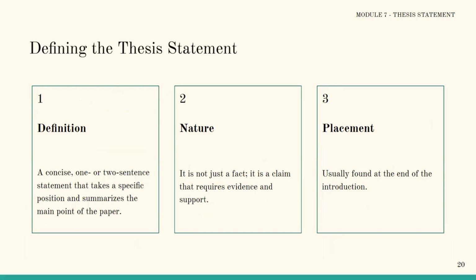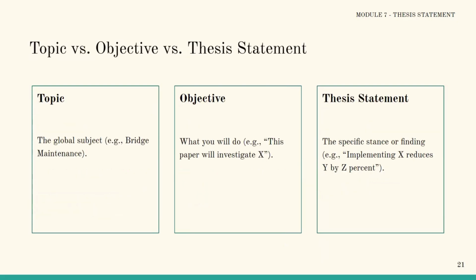So, definition could be a concise one or two sentence statement that takes a specific position and summarizes the main point of the paper. And it should not be just a fact. It is a claim that requires evidence and supports. And usually it's a debatable claim. So we will take a side, and in our research, we will try to establish that claim. Finally, the placement, like you said, at the end of the introduction.